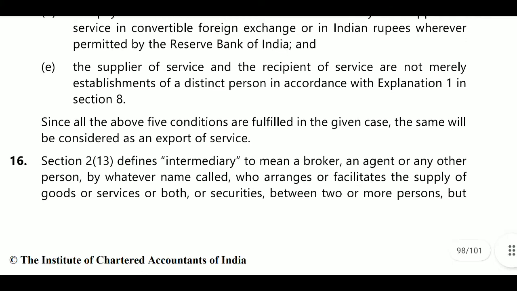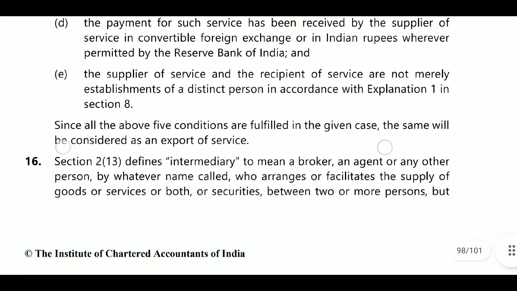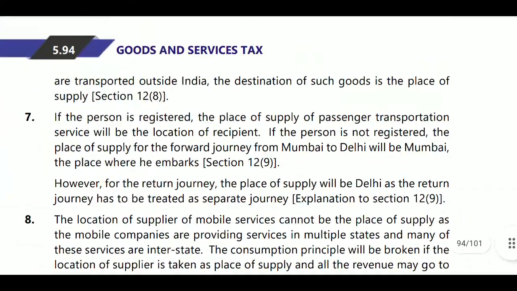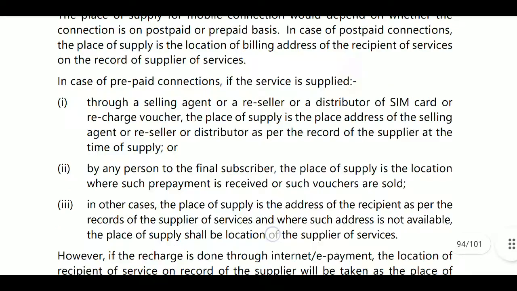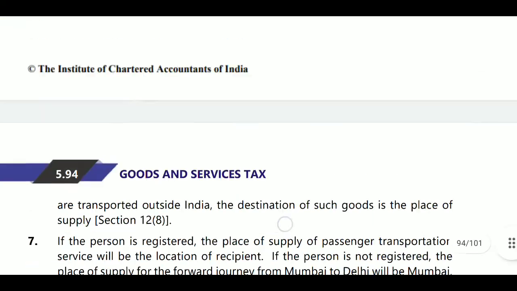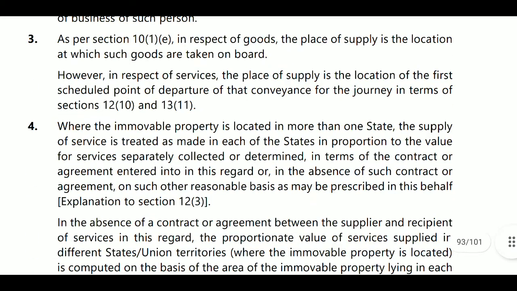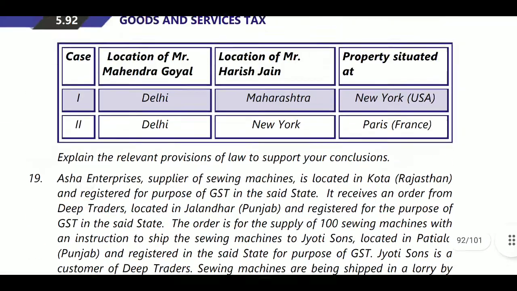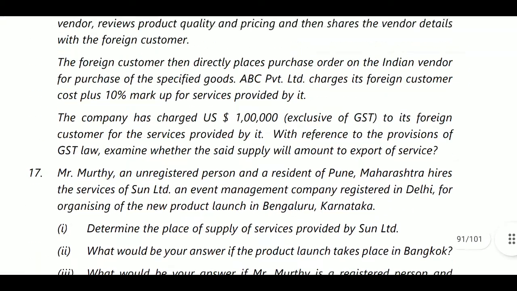So since all the above 5 conditions are fulfilled in the given case, the same will be considered as export of services. They are export of services because ABC company is located in Mumbai, so the supplier is located in India, and that USA based company, the recipient, will be outside India. There is consideration, and the place of supply is outside India because the location of the recipient will be considered where the general provision is applicable, and they are not distinct persons. If this is successful, convertible foreign exchange will be paid by the companies.